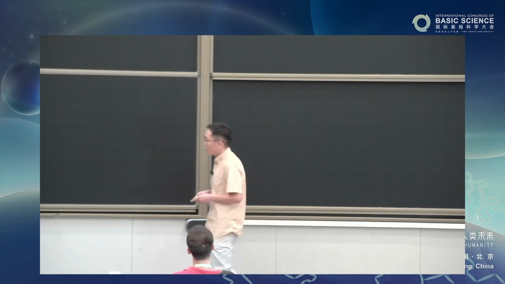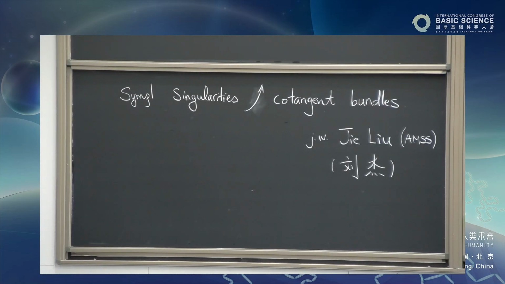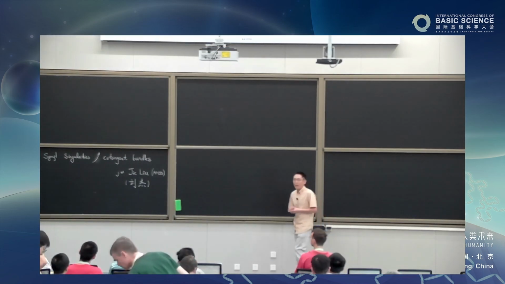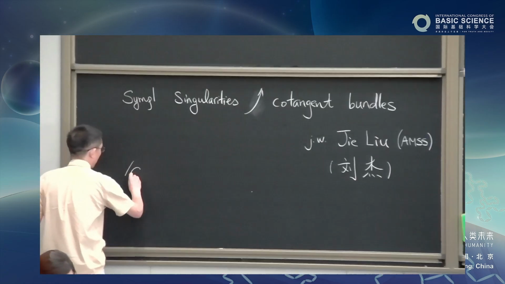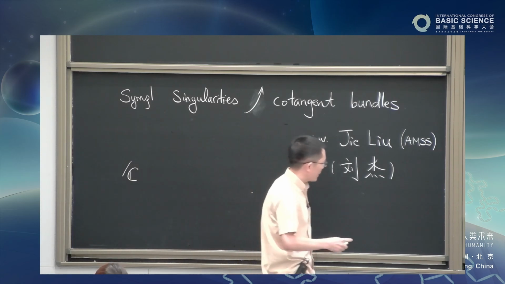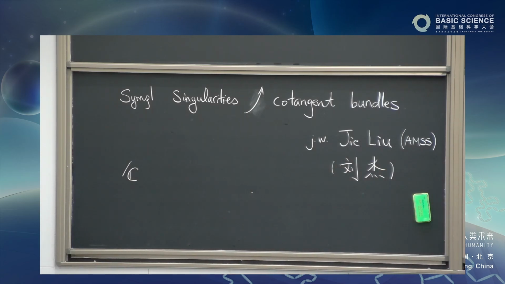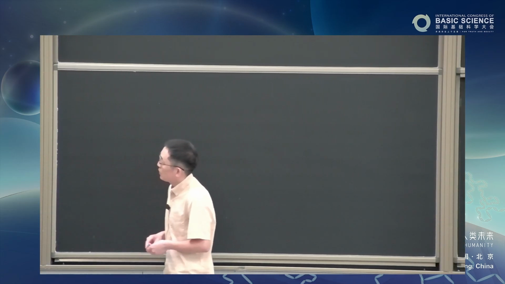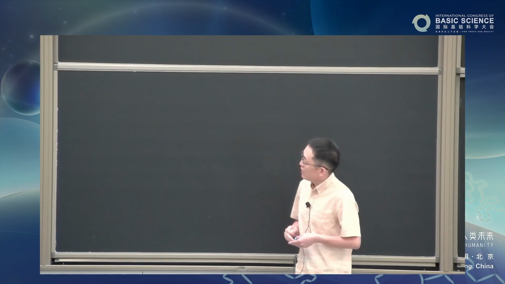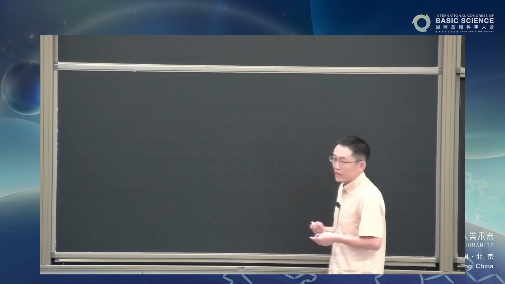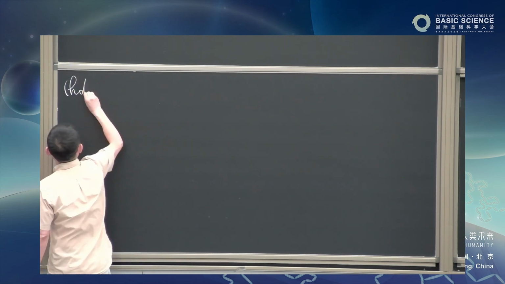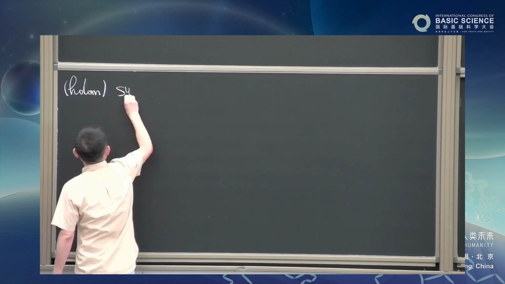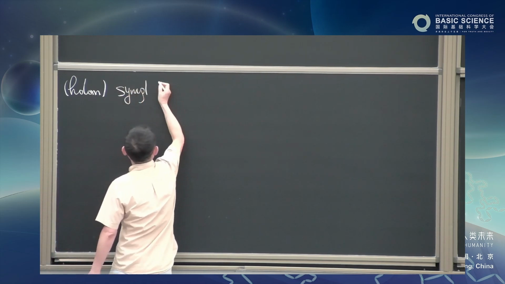So I'm going to talk about symplectic singularities and cotangent bundles. This is joint work with Genio from my institute. In my whole talk, I will work over the field of complex numbers. So let me start by introducing what symplectic singularities are, and also why we are interested in these singularities. So let me start with holomorphic symplectic variety, symplectic manifold.